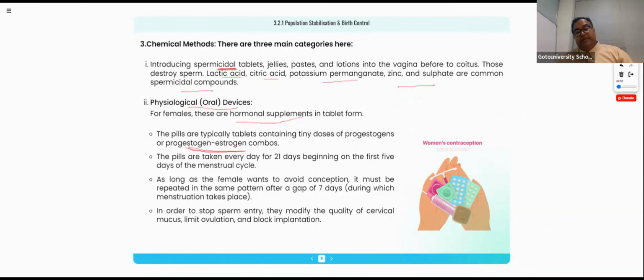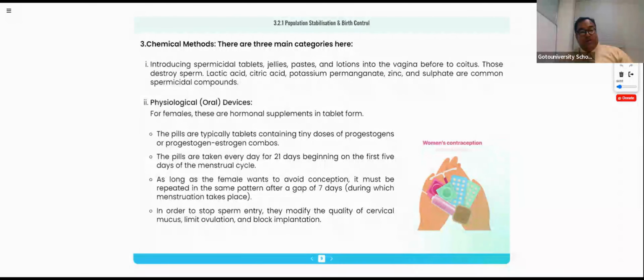Pills are taken every day for 21 days, beginning in the first 5 days of the menstruation cycle. So which pill exactly? A hormonal pill. What is that hormonal pill? Here the Indian government gives a branded tablet called Saheli. That drug has progesterone and estrogen in equal concentration. That will deviate the menstruation cycle so that there is no chance for proper egg release, right?